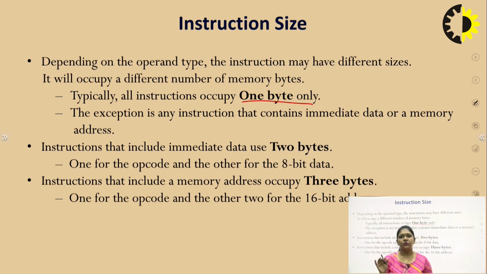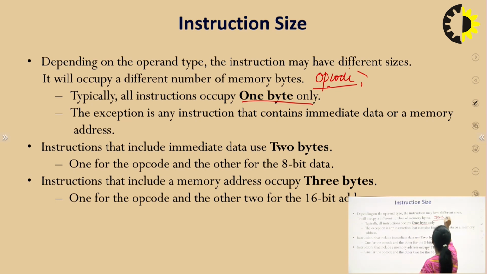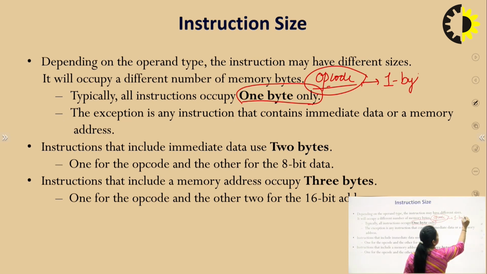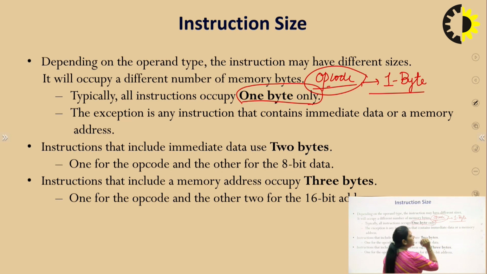If the 8085 instruction has only the opcode, or only some register given, with no 8-bit data and no 16-bit address, no numeric number, then the instruction size will be 1 byte. Typically, all instructions occupy 1 byte, and that 1 byte is for the opcode. So we can also say that the opcode is of 1 byte.